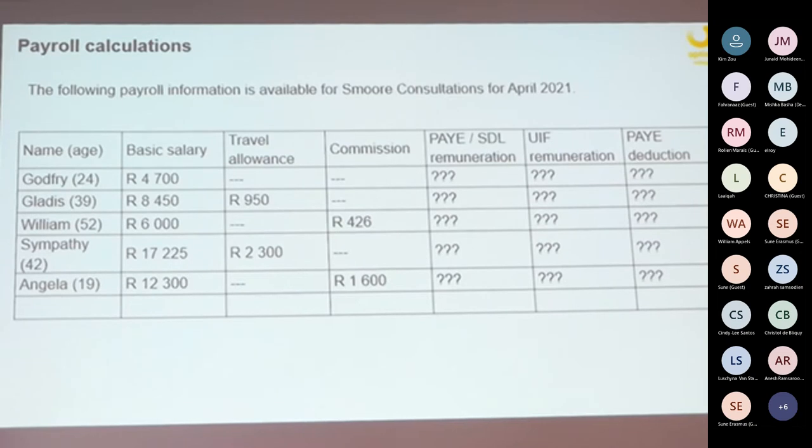Third step, add the bonus. We haven't dealt with the bonus so far, but the third step is add the bonus. Fourth step, go to the tax table. Yeah, I'm not meaning go and have lunch.